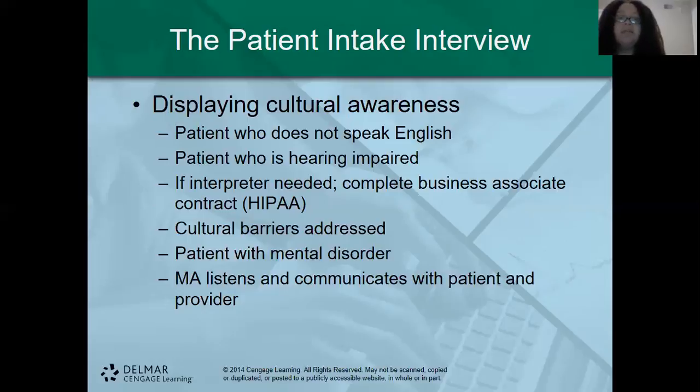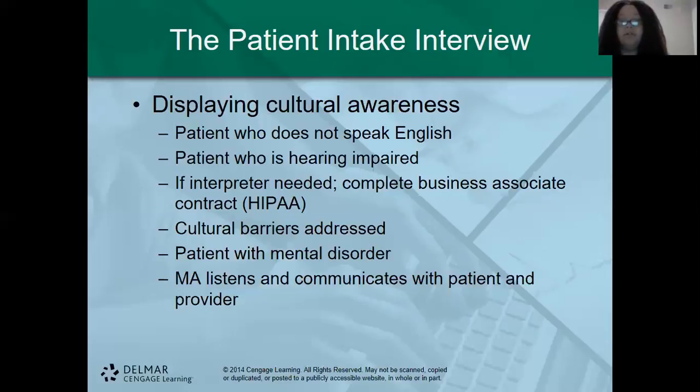A lot of times they'll have someone to help them. Sometimes we do have interpreters, but that's for practices that are big, like a hospital. If an interpreter is needed, complete a business associate contract. That's because another person's coming in, and you want to make sure that person's information doesn't get disclosed to any and everyone, so they have to fill out a HIPAA form for that.